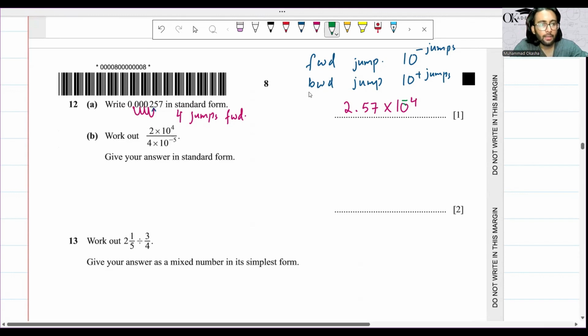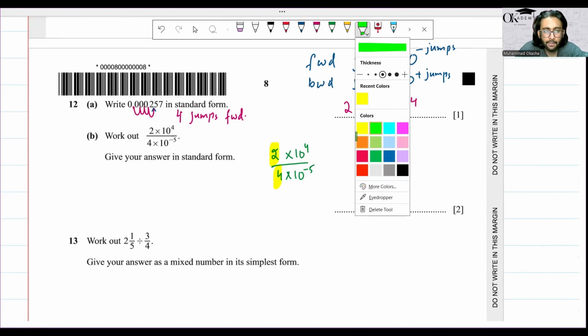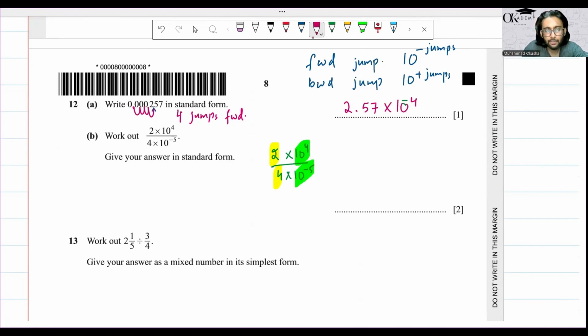Okay. Next, work out 2 times 10 to the power 4 divided by 4 times 10 to the power -5, let's say. Well, it's simply laws of indices, right? So for the 2 and the 4 I'll just apply cancellation, and for the powers of 10 I'll apply laws of indices. So 2 times 1 is 2, 2 times 2 is 4. I'll be left with 1 by 2 times 10 to the power.